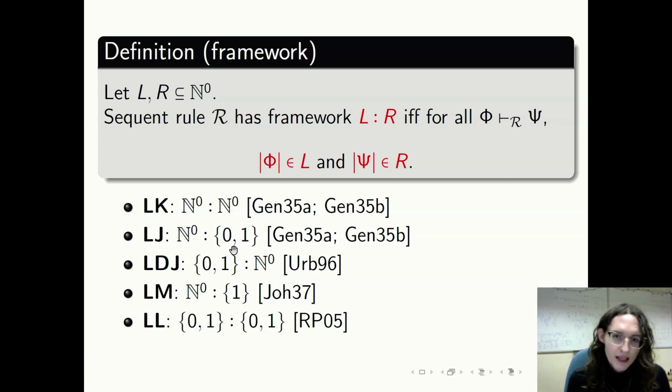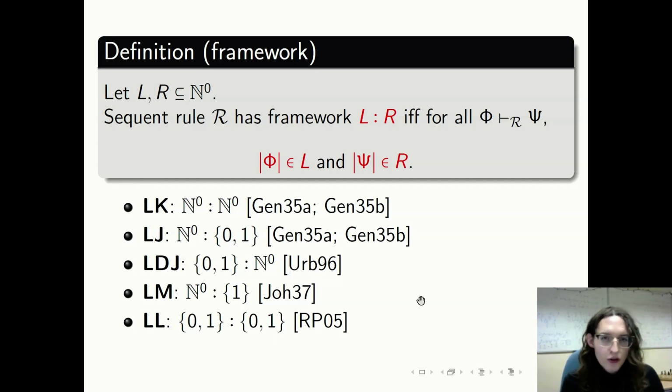So we just do a flip and we get at most one formula on the left and we've got unrestricted cardinality on the right. In the case of LM, Johansson's minimal logic, we need to have exactly one formula on the right. So we can only draw from cardinality 1 on the right, but we keep the left unrestricted. Or in the case of LL, this is Restall and Paoli's lattice logic, not linear logic, lattice logic, where we can pick from at most cardinality 1 on the left and at most cardinality 1 on the right to compose our respective multisets.